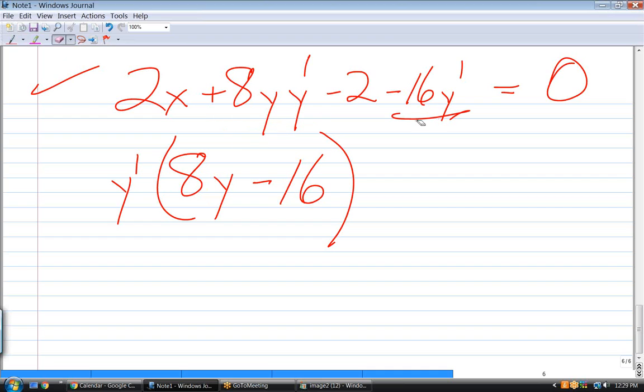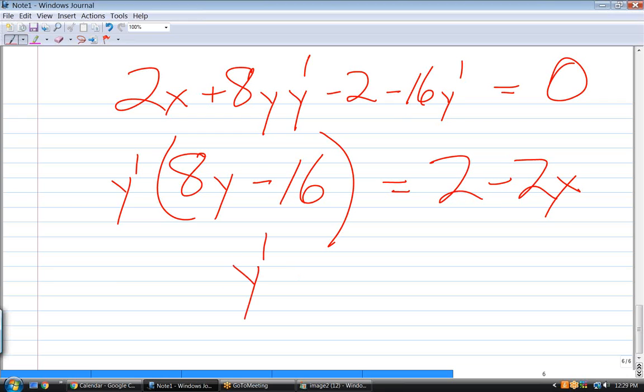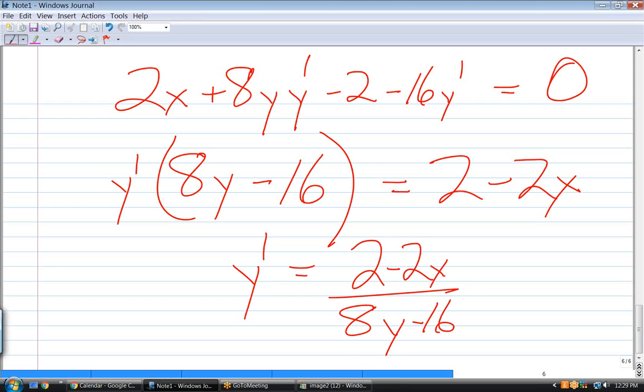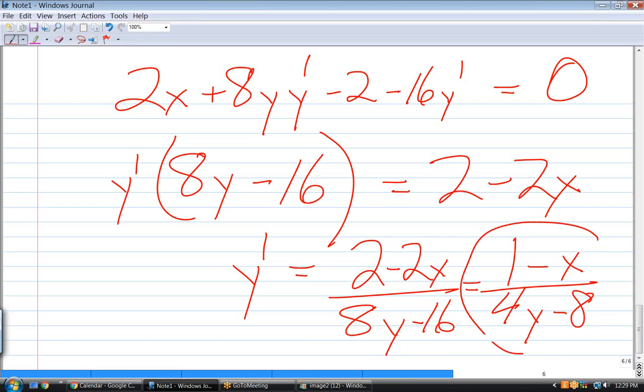Okay. Move everything else to the other side of the equation, which becomes what? 2 minus 2x. Okay. Now what? And then you would divide. And then simplify. I can divide top and bottom by 2. So there's y prime.